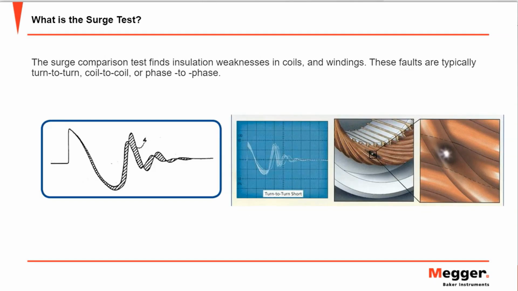So the surge comparison test finds insulation weakness in coils and windings. These faults are typically turn-to-turn, coil-to-coil, or phase-to-phase.